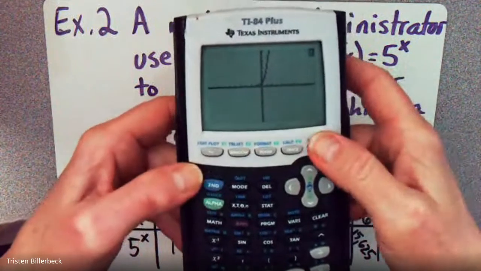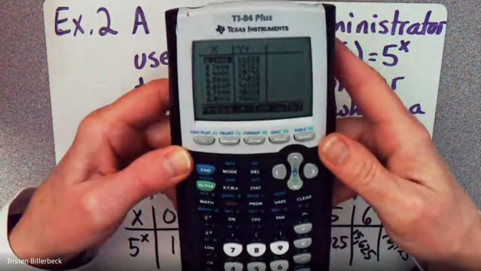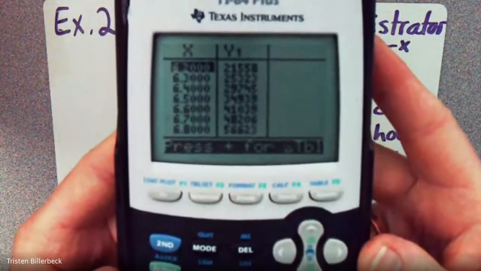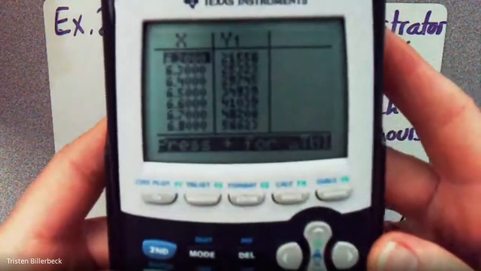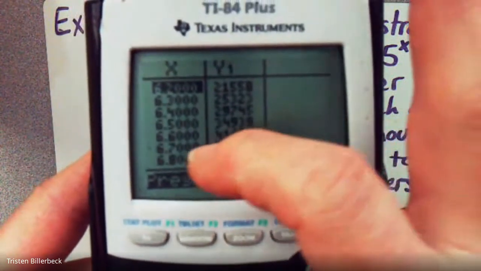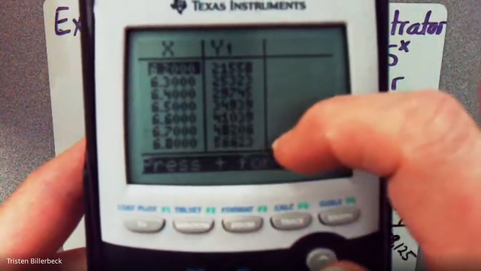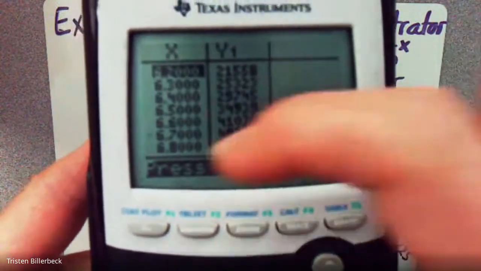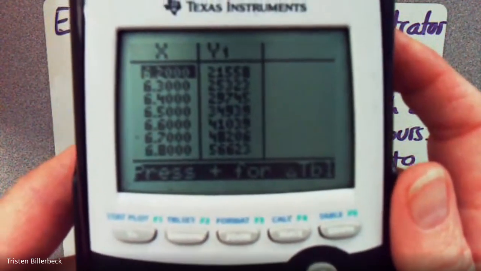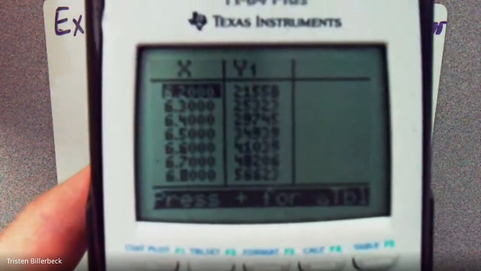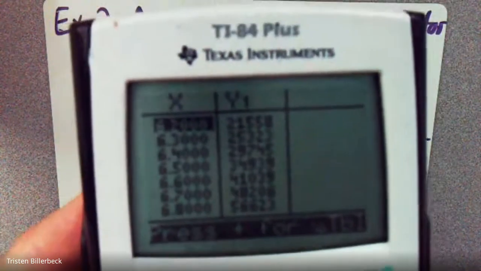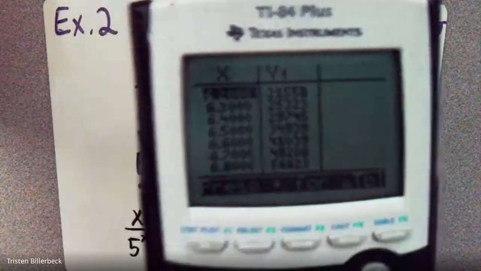So let's go to second table. I've set this up ahead of time to save some time, but you can see right here, I'm going to have to stand up a bit, we're right here at 48,206, which is about 6.7, and 6.8 is a little over 50,000. So we're about 6.73 hours it would take to infect 50,000 computers. Of course you couldn't get that accurate without one of these graphing calculators. And there are online graphing calculators, by the way.